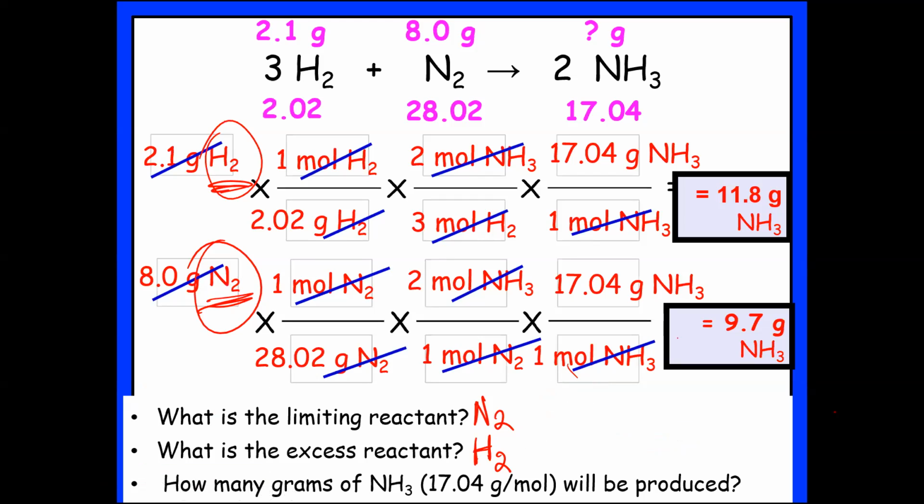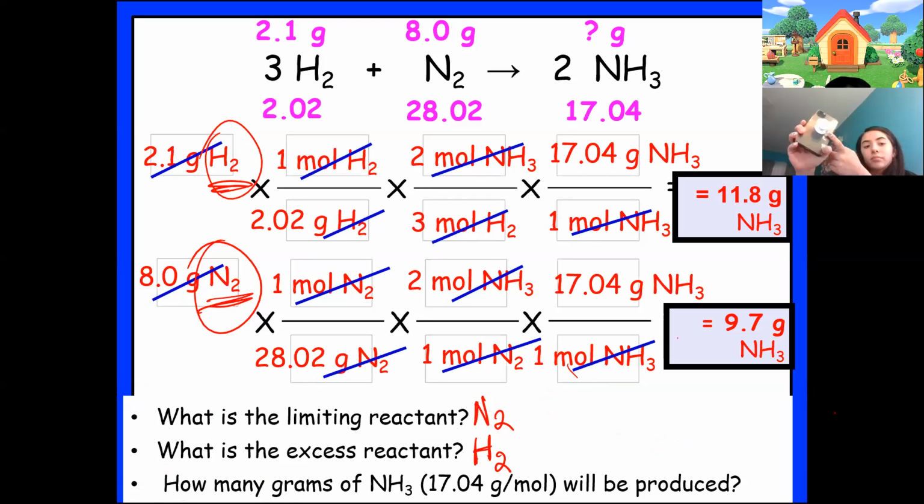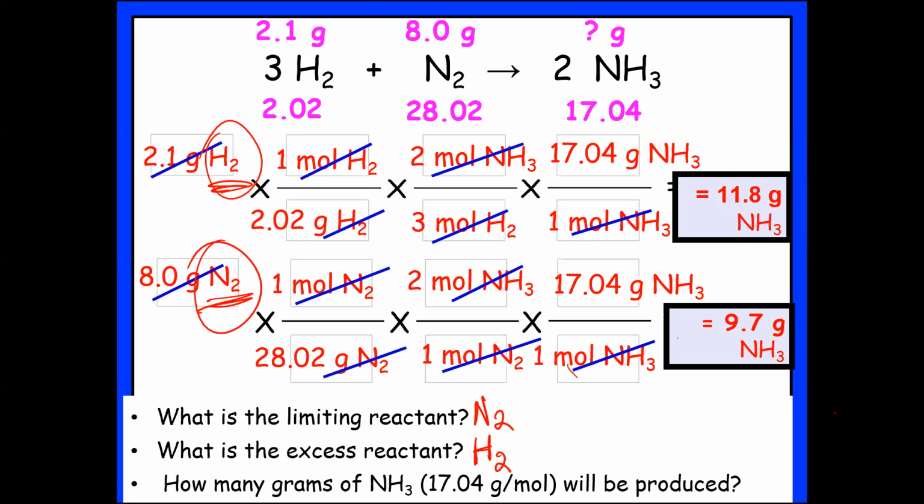And then how many grams of NH3 was actually produced? How many grams of NH3 will actually be produced if N2 is the limiting reactant?